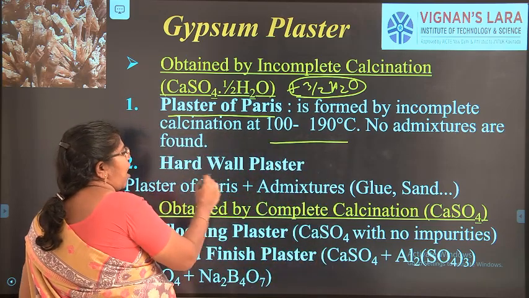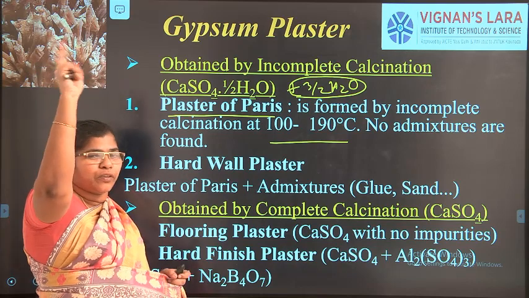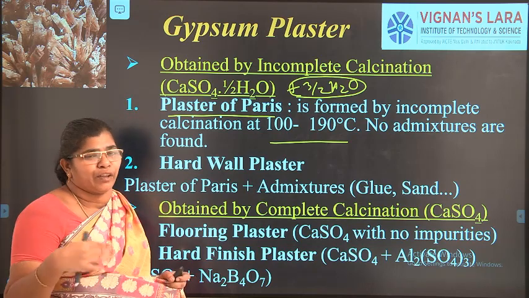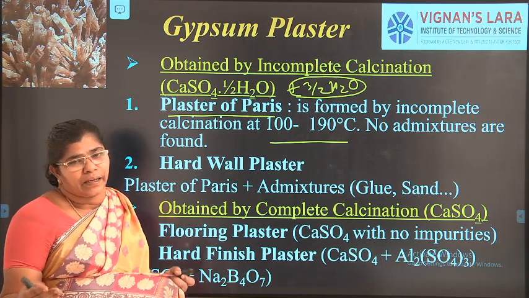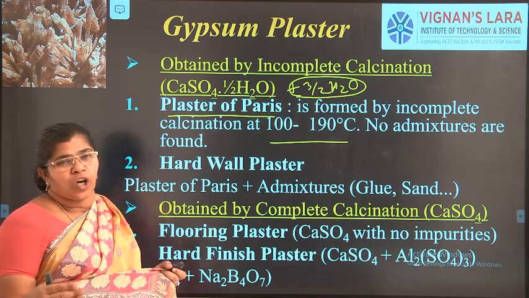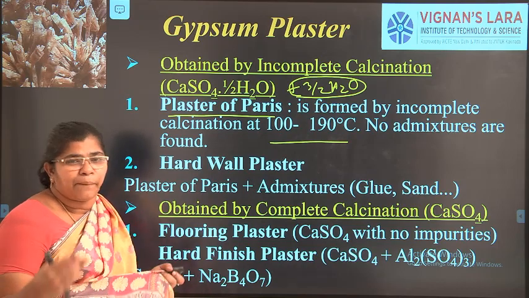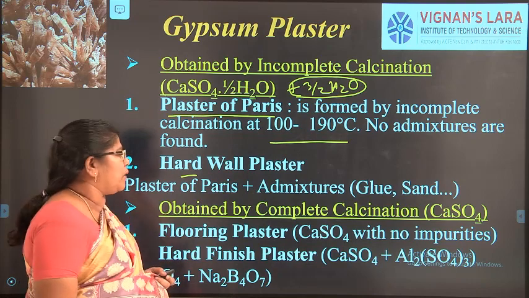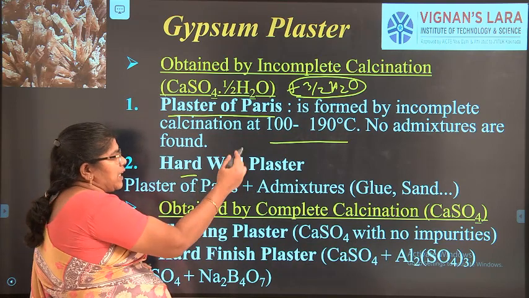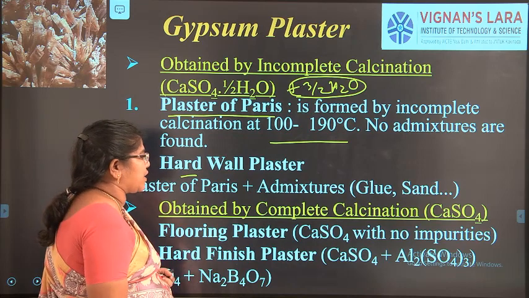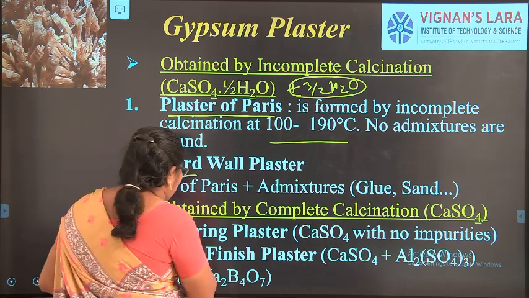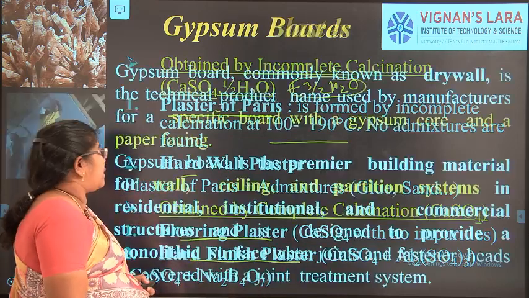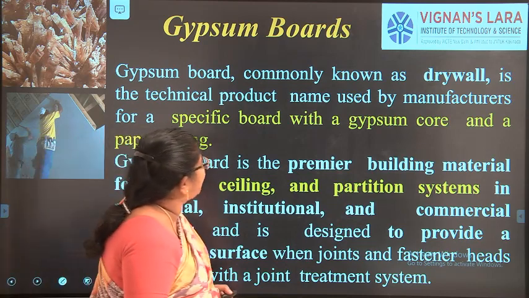The next one is the hard wall plaster, the gypsum plaster board we use as false roofing in our homes, in marriage halls, cinema theaters, malls and places where people go in abundance. When it is taken above 190 degrees centigrade, or complete calcination, it forms flooring plasters without impurities, and with some impurity it is the hard finish plaster. So next we will see about the gypsum boards.